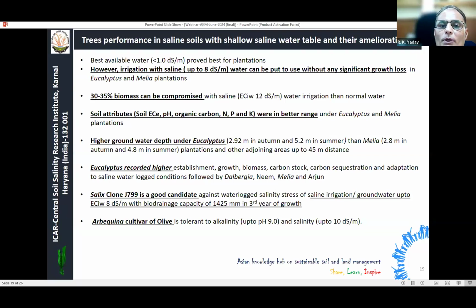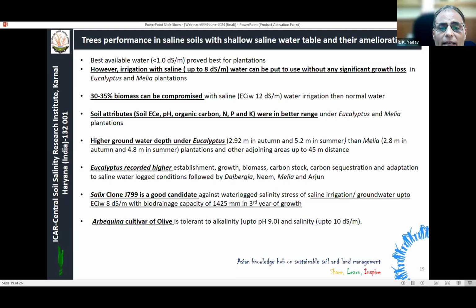And when we move beyond 8 deciSiemens per meter up to 12 deciSiemens per meter, then we have to compromise on the basis of the yield particularly, and we could find out that 30 to 35% biomass can be compromised when we go for the 12 deciSiemens per meter salinity level with the normal waters. And the other soil parameters like soil ECe, pH, organic carbon, nitrogen, phosphorus, and potassium are in a better range when we compare with the open fallow areas.